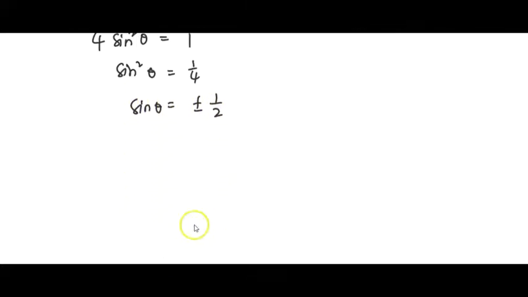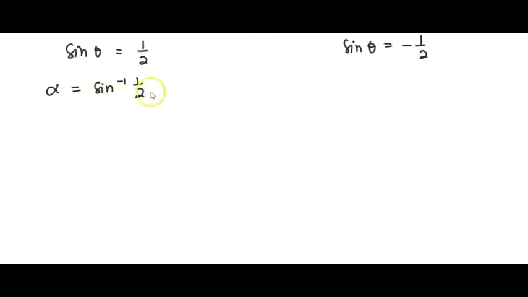Okay, so again, we got two equations. The first one is sine theta equals 1 over 2, and the second equation is sine theta equals negative 1 over 2. So based on the similar method like just now, we are going to get the basic angle, that is arcsine of 1 over 2, which is equal to 30 degrees.